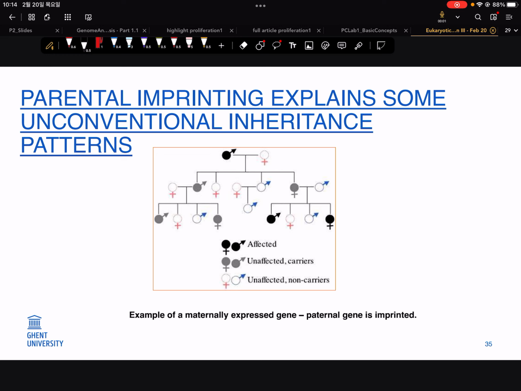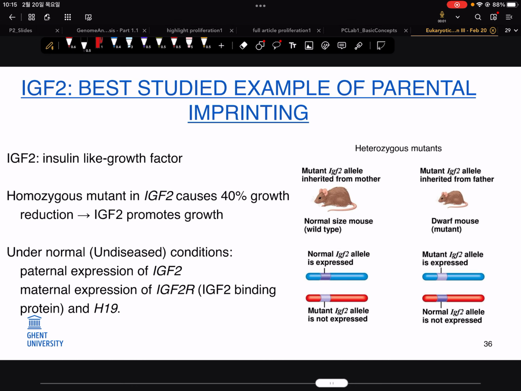A maternally expressed gene, while the paternal gene is imprinted, then you can have a transmission of disease only through the mother. This mother here is a carrier. Only when the mother is carrier, her children can be affected. But if the father is carrier, you will not have that. The children are not diseased. Some of the children do have it in heterozygous form, but are not diseased, so they are only carriers. So these kind of weird inheritance patterns of certain diseases are typically associated with mistakes in imprinting.